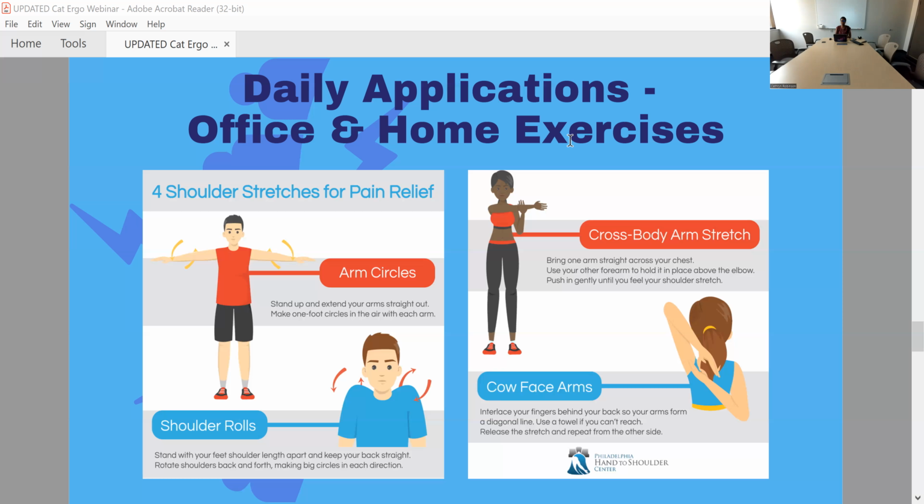And so for any type of stretch or exercise for pain, just make sure that you are being gentle and that you're going slow in and out of the stretch or exercise. Otherwise, you might hurt yourself, as I mentioned before. And for all of these stretches, you can do them throughout the day as needed.